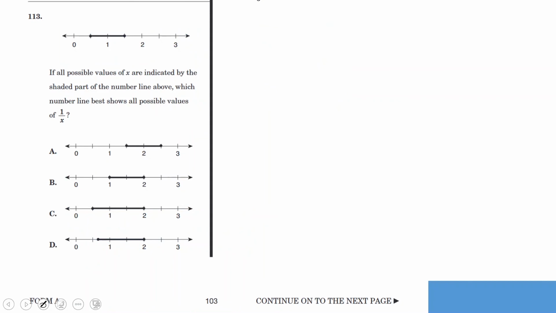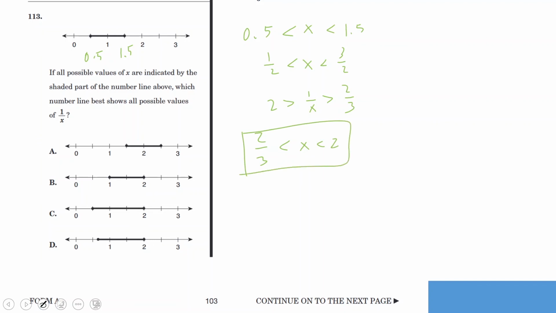All right, 113. If all possible values of x are indicated by the shaded part of the number line above, which number line best shows all possible values of x? So this is 0.5 right here. This is 1.5. So if x is greater than 0.5 and less than 1.5, let's just do 1/2 < x < 3/2. So if we flip that, we're going to get 2, 1 over x, 2/3. So pretty much 2/3 here and then 2. So what are we looking for? We are looking for D.